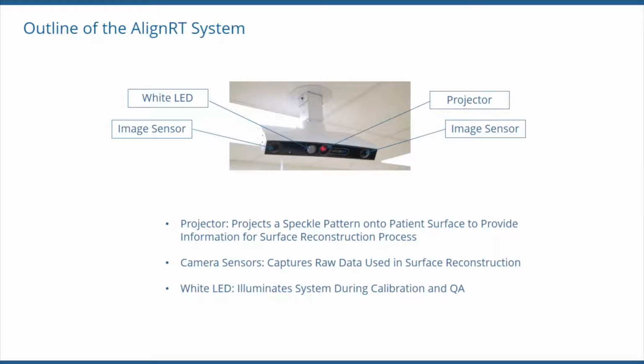Each Linac bunker is fitted with 3 cameras or pods, one at the foot of the couch and one to the left and right of the patient. Each pod is identical with a projector in the centre of the pod that will produce an optical speckle pattern and 2 image sensors that will detect the reflected pattern for 3D reconstruction of the patient's surface. The white LED will illuminate the system during calibration and QA.